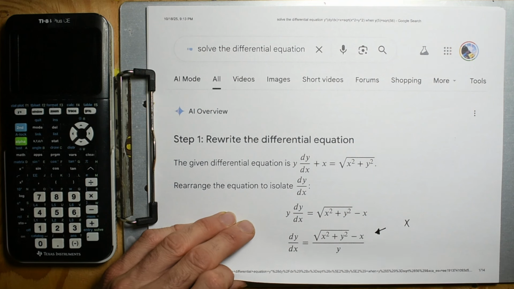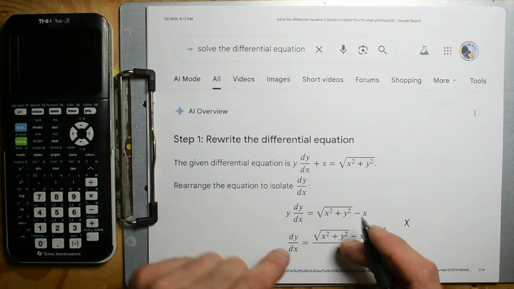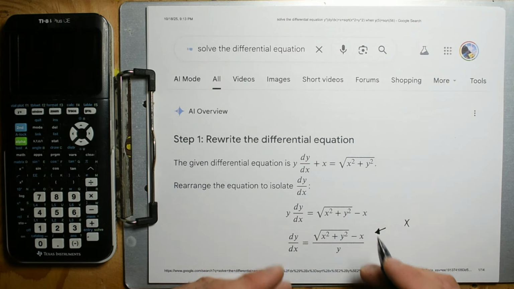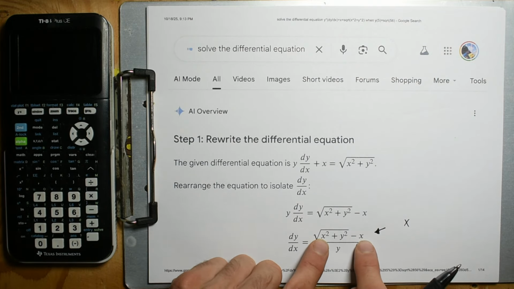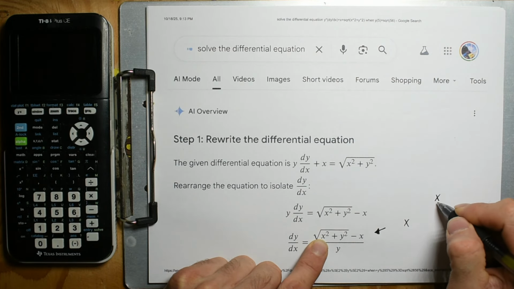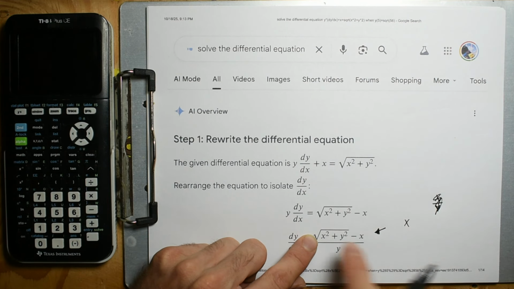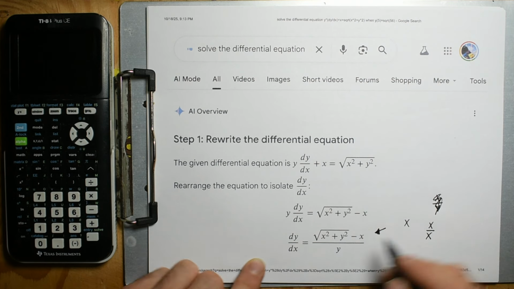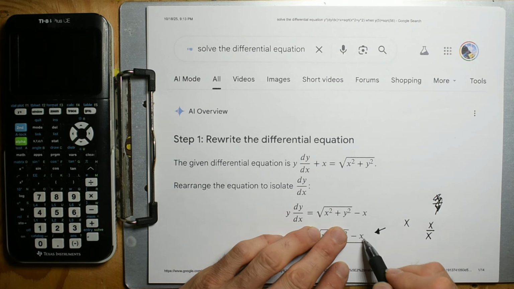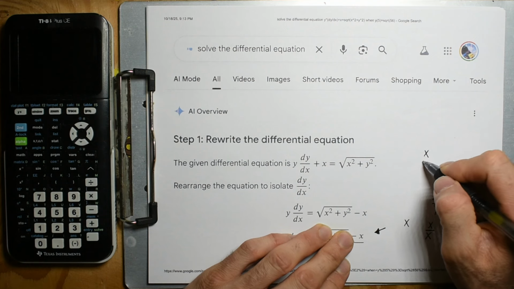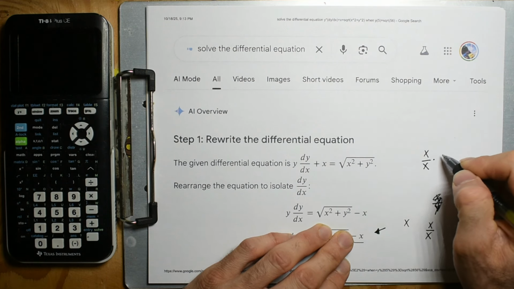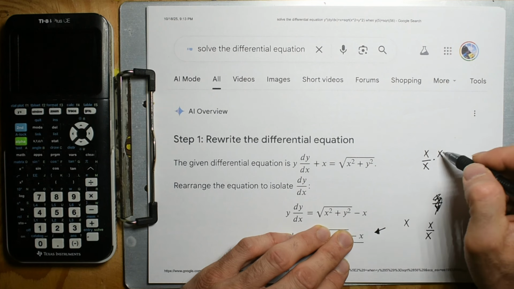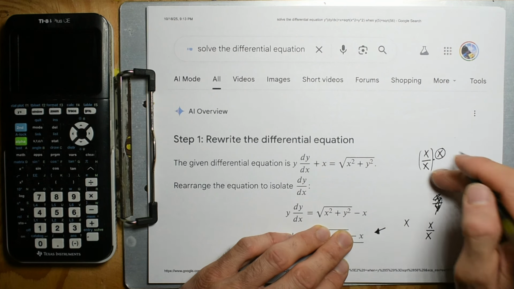So maybe we should just flip the page. But it's good to ask, well, what do they do? They're going to take these x's and go x divided by x. Let me say this again. They're going to take this x and multiply it by x divided by x. So I guess they're going to take that x and multiply it by a 1.